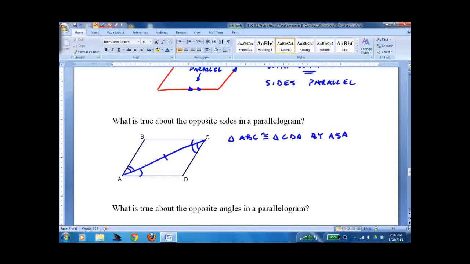Due to CPCTC, you know that BC is congruent to AD, and AB is congruent to DC. And the way we say that is both pairs of opposite sides are congruent.